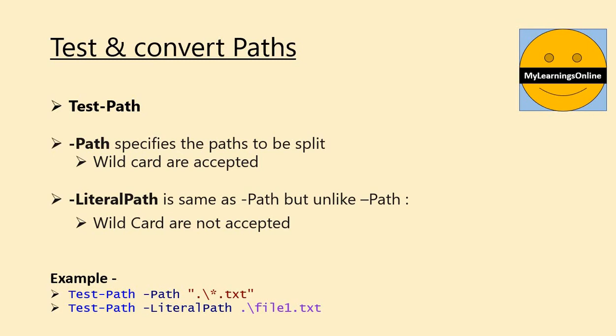The Path parameter is used to specify the path that we need to test for its existence. Wildcards are accepted in the Path parameter. Also, the LiteralPath parameter is used to specify a path, same as the Path parameter, but the only difference is that no wildcards are accepted. In the example as well, we can see the wildcards are specified in the Path parameter, but an exact absolute path is specified with the LiteralPath parameter because it doesn't accept wildcards.